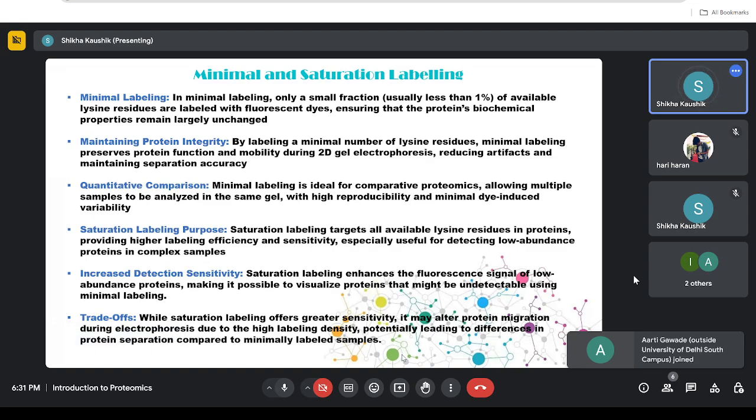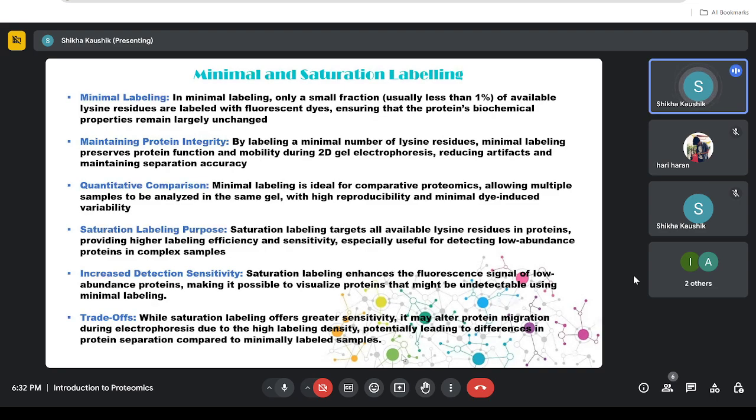Why? Because it is binding to a very specific region of that particular protein, and that is maintaining the separation accuracy. How? Because when the binding is less, your resolution, everything is going to be very high, and then reproducibility also becomes high. So that is there.